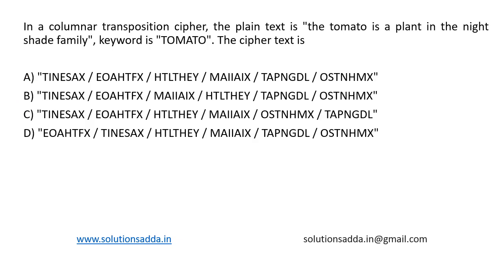This is a previous ISRO question. In a columnar transposition cipher, the plain text is 'the tomato is a plant in the nightshade family', the keyword is tomato, and the cipher text is what? First of all, what is a columnar transposition cipher? It is a cipher in which we write the plain text in rows and then read the ciphertext in columns one by one, based on a particular order of the keyword. Here we read it based on the lexicographic order.